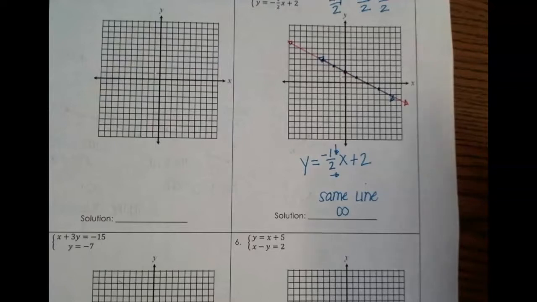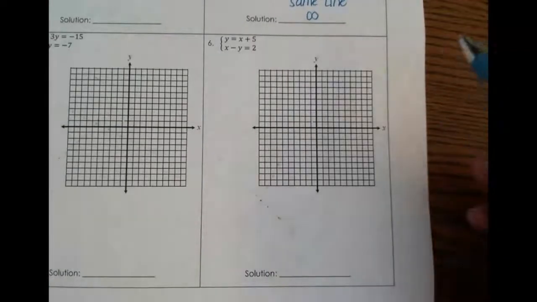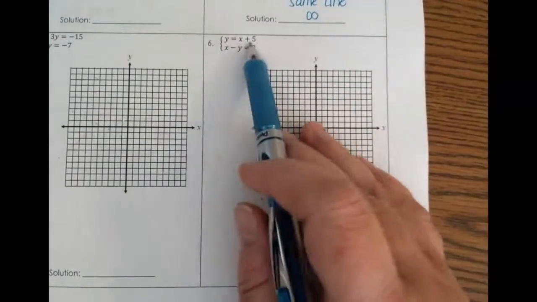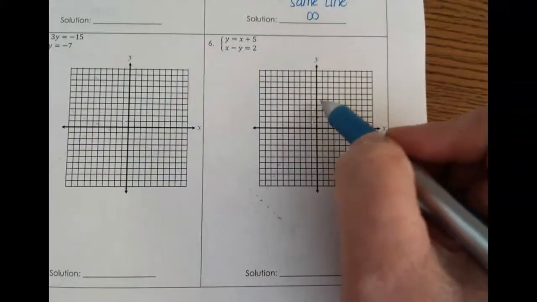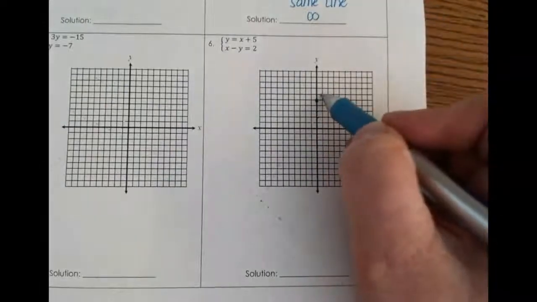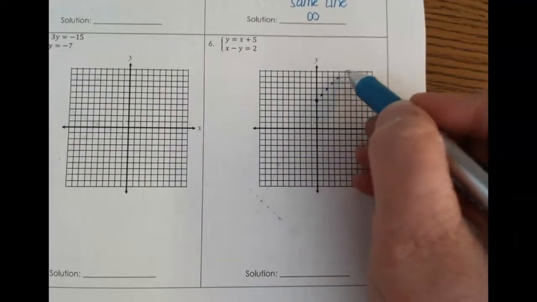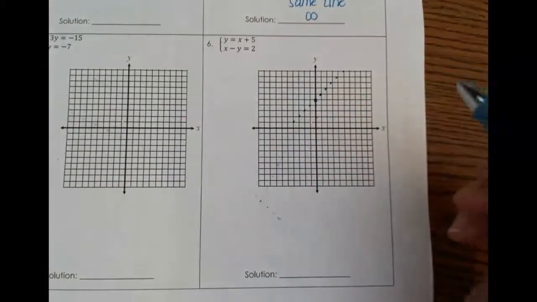All right. Now I want to try number 6. Okay, so for 6, one of the equations is already ready for us, so we'll start there, starting at where y is 5. Put your point, and your slope is +1, so up 1, right 1, up 1, right 1, up 1, right 1, and then down and left, down and left, down and left.